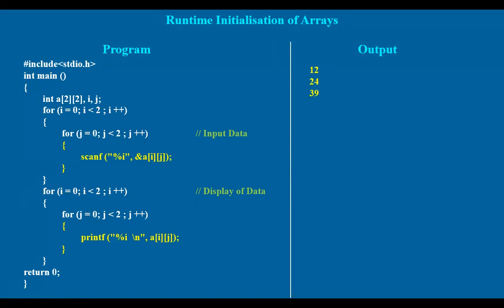It asks us to enter the data here because it is a 2 by 2 matrix. 4 values are to be entered. And once you enter these 4 values, they are assigned to this A[i][j] with the help of this scanf function. Once it is over, the second part of the program comes into being and it displays the values like this. So all these values which are read by the system are displayed.